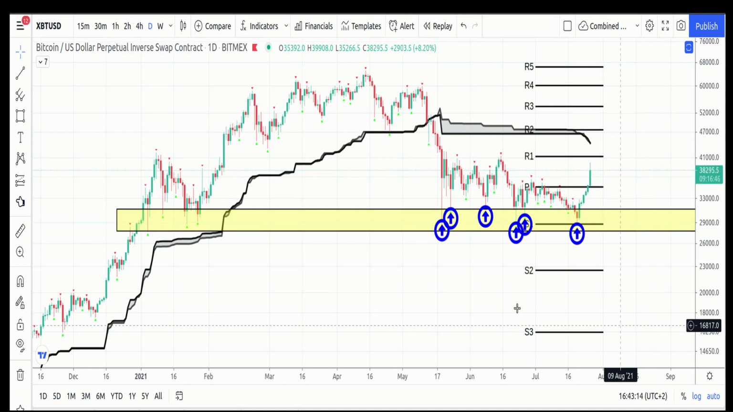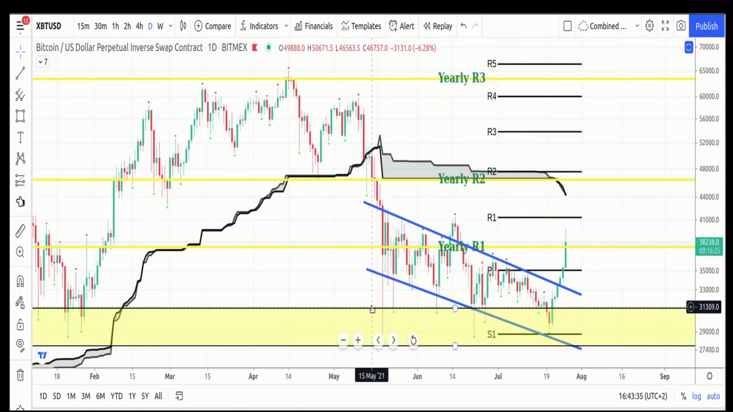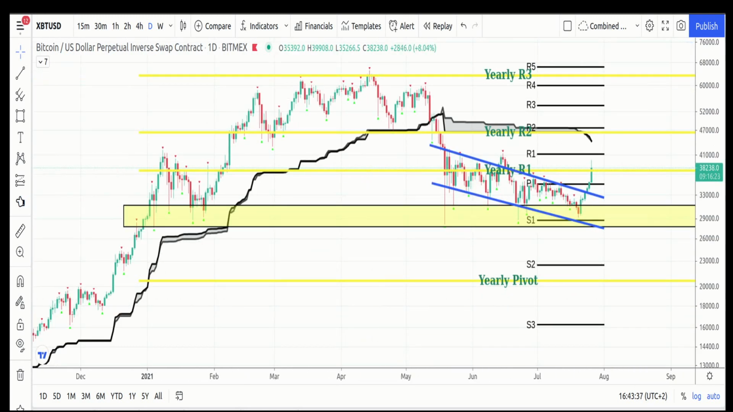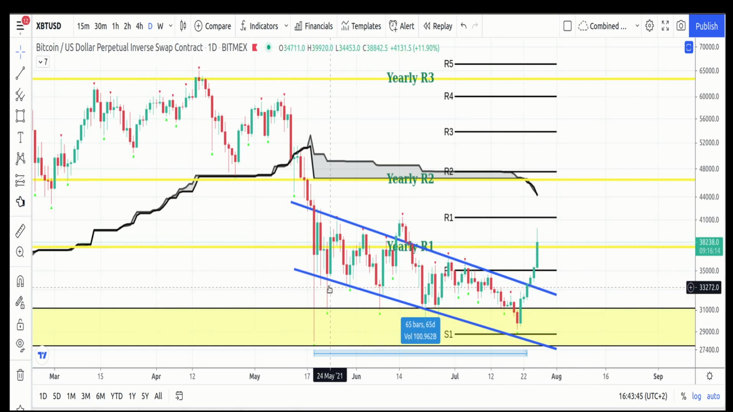But before we go into this, get rid of those and also have a look at another signal. And first let's plot the yearly pivots and this channel. And you can see how price has been in this channel for, yes, 65 days. 65 days that it's been chopping with direction down in this channel, but this whole time this cardinal support has held its ground.